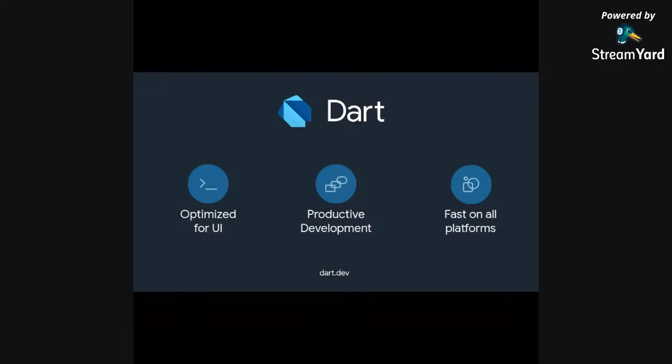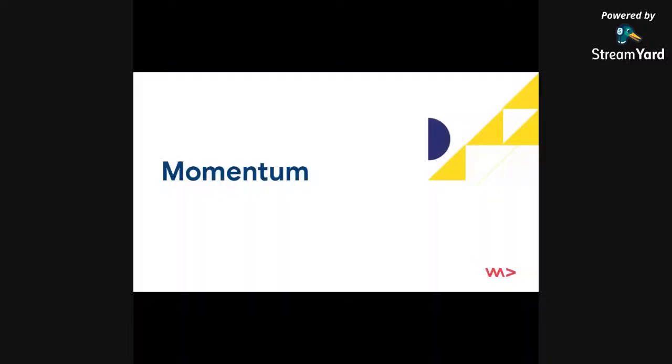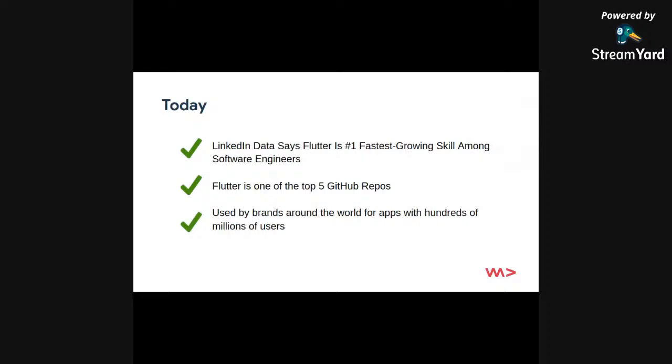Then it compiles directly to native code to provide fantastic performance for deployed applications. Dart is fast on mobile, desktop, web, and server. As you can see, momentum. LinkedIn data says Flutter is the number one growing skill among software engineers, and people are coming and using this framework to make beautiful applications.